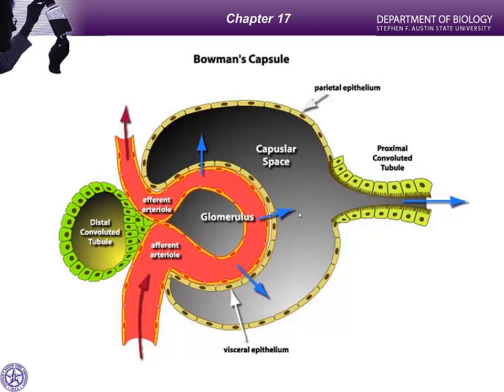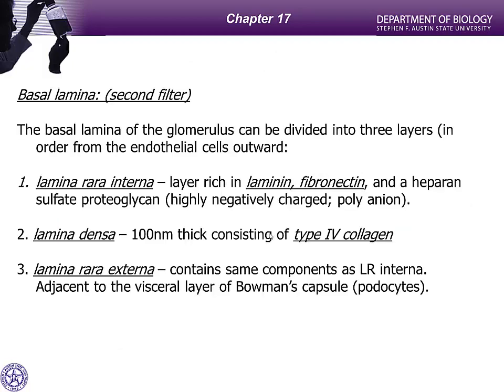The next filter is going to be represented by this white space that is directly underneath the capillary endothelial cells. And this is the basement membrane, or the basal lamina. Now, this is going to be an acellular, very rich region of protein and carbohydrate that all epithelial cells create to anchor themselves and sit upon.